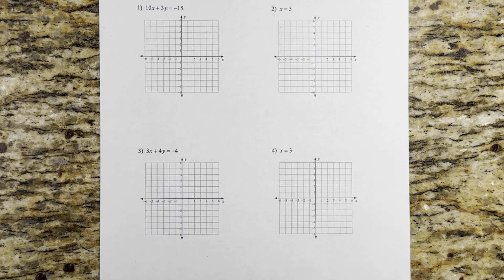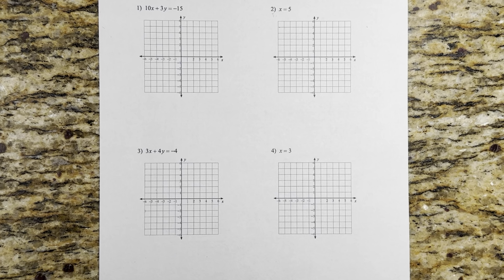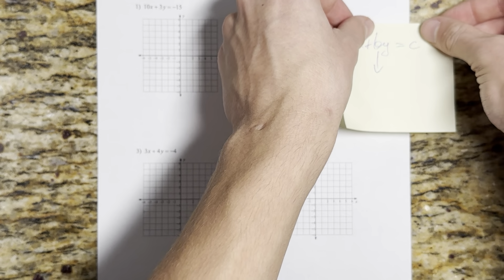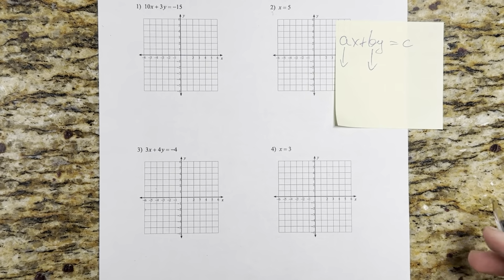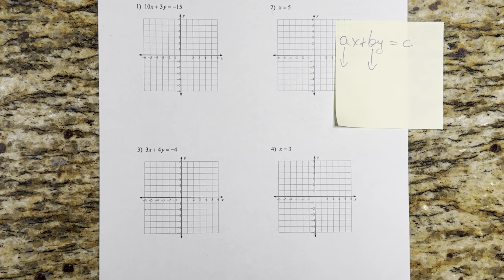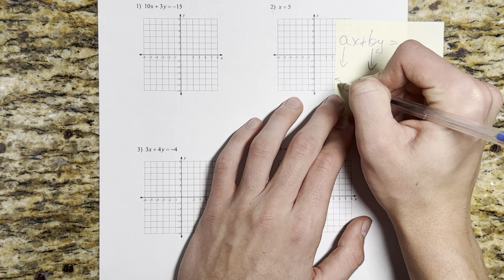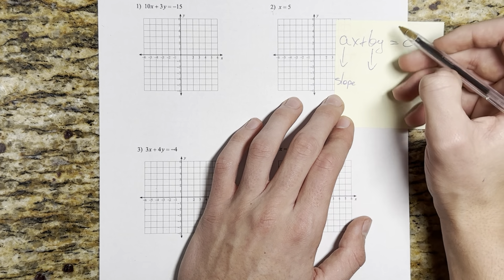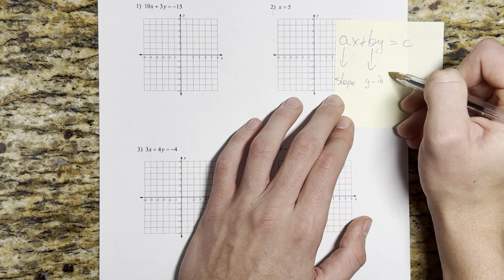Today I'm going to teach you how to graph equations which are given in standard form. First, let's review what a standard form is. That's our standard form, which is ax plus by equals c, where a is slope and b is y-intercept, y-int for short.